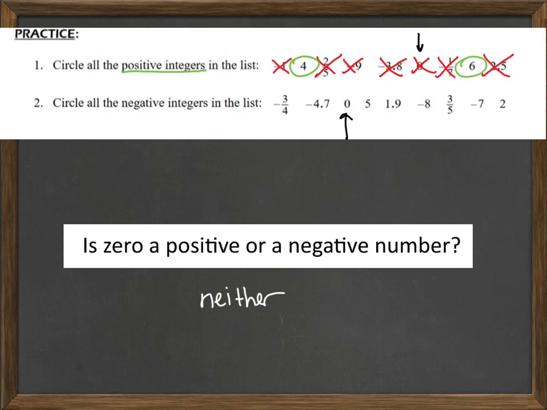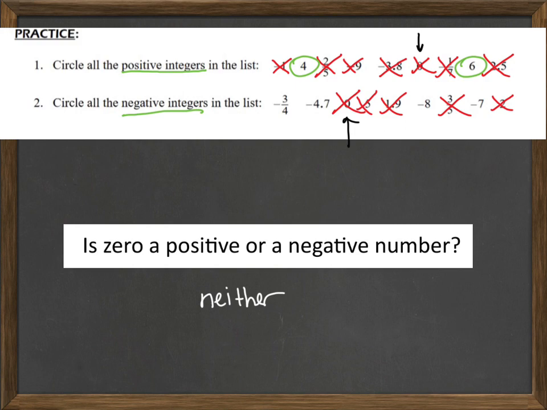Okay? So what about this next one? It says circle all the negative integers. Okay, so if it's a negative number, it can't be positive. So let's cross out the positive numbers. It can't be any of those because they're positive, and we are looking for negative numbers. What about 0? Is 0 positive or negative? Well, it's neither. Remember, 0 is neither positive or negative. Since it's not negative, I'm going to cross it out as well.